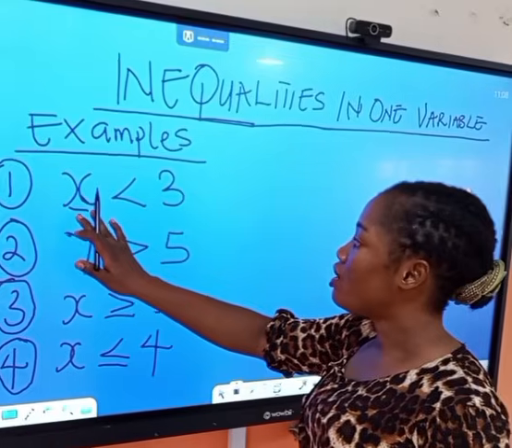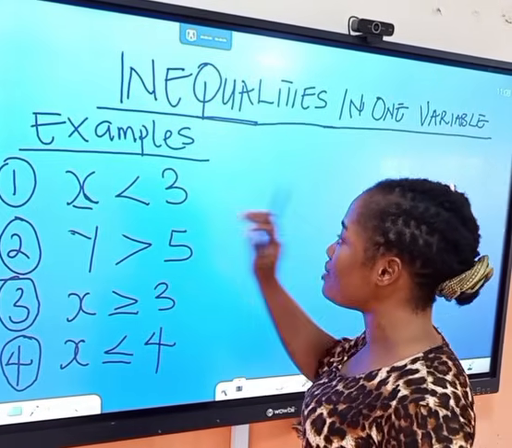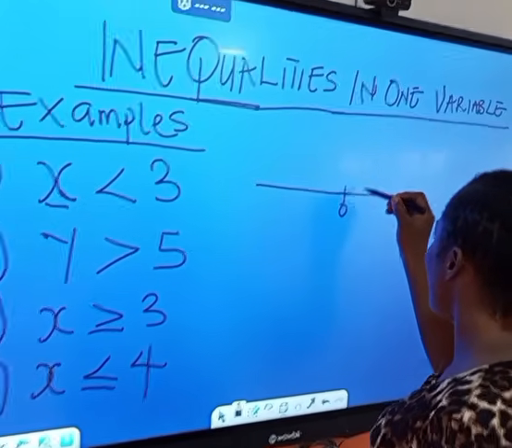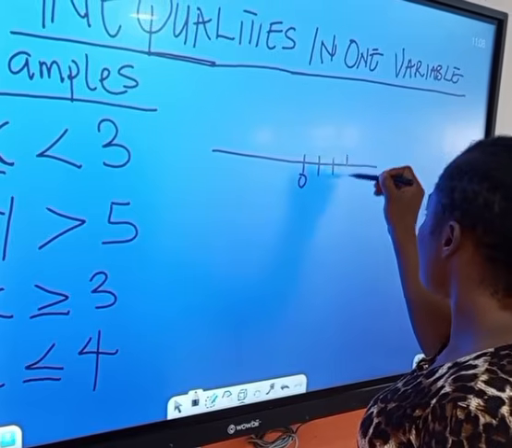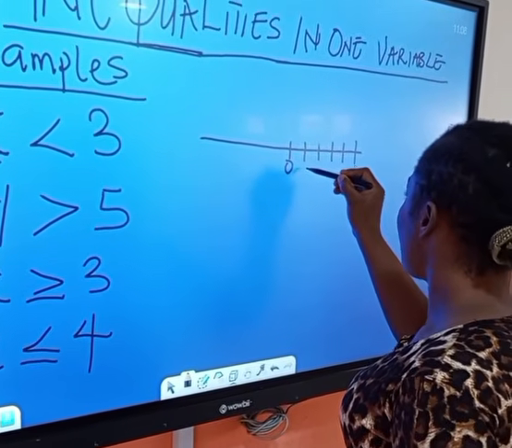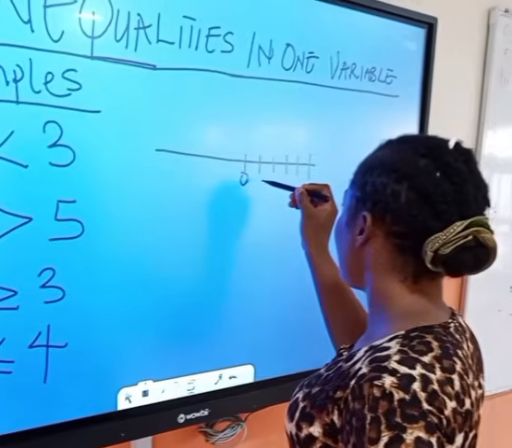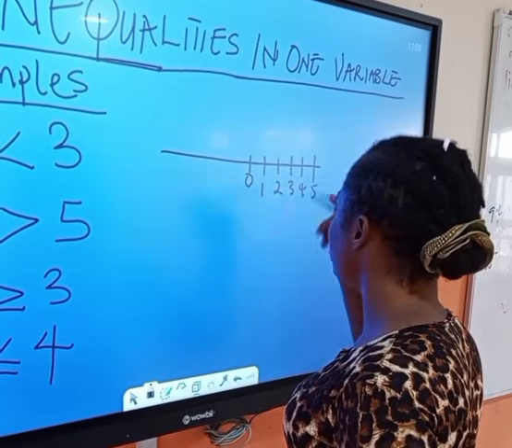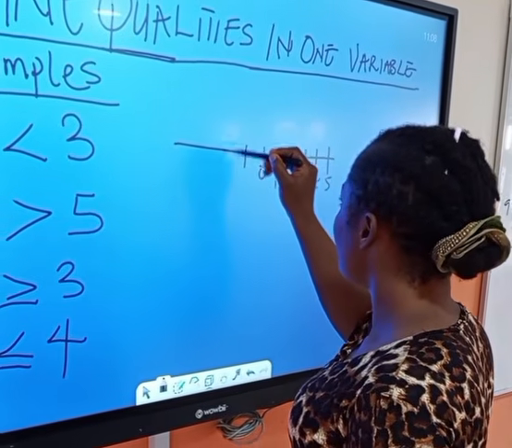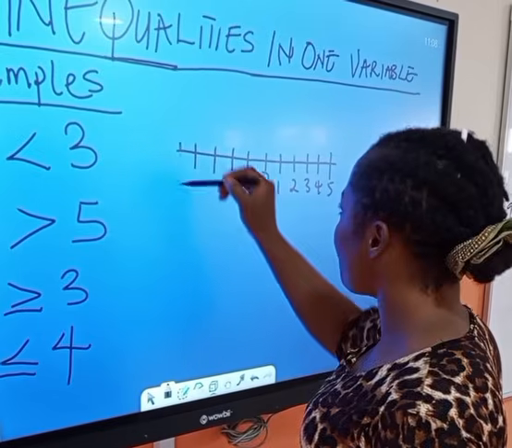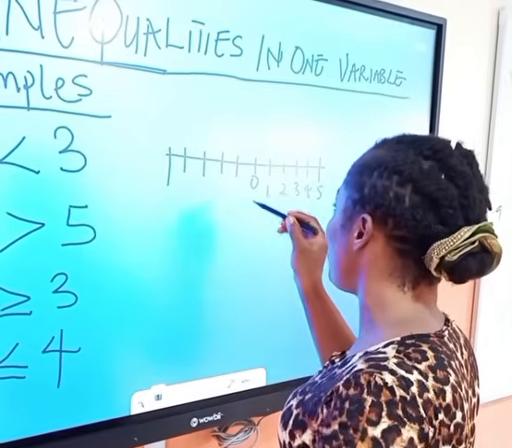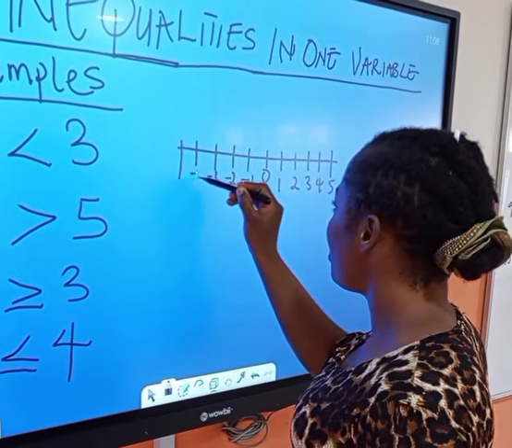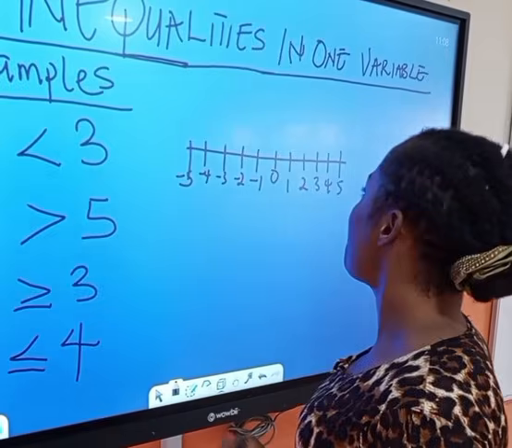Now to put this on the number line, x less than 3, this is your number line. I have my 0 at the center. I have 1, 2, 3, 4, 5, which is the positive side. All these are positive numbers. The left hand side is your negative side. So I have minus 1, minus 2, minus 3, minus 4, minus 5.